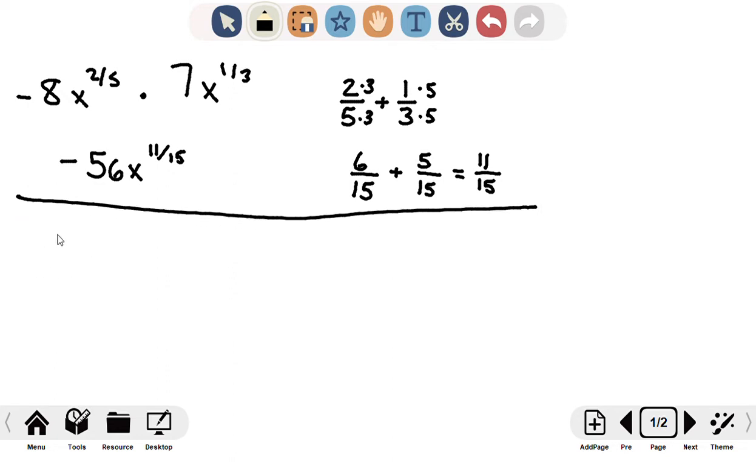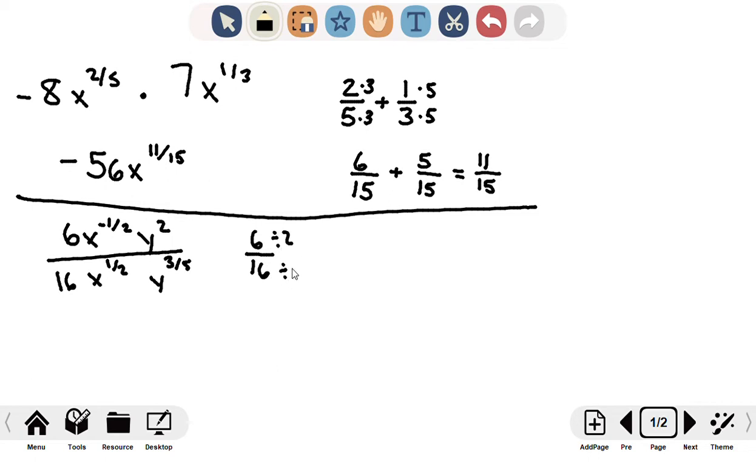Let's do a fraction this time. 6x to the negative 1/2 y squared divided by 16x to the 1/2 y to the 3/5. So the 6 over 16, that's just a fraction that we can simplify down. I would just think of those as 6 over 16. We can reduce that down, dividing by 2 on each level, it looks like. That would make 3/8. So I know 3/8 is going to be my answer to this one.